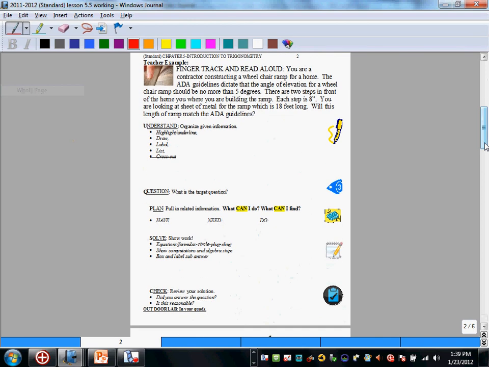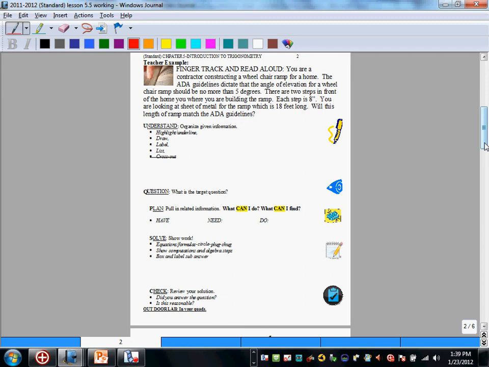Finger track, read. Highlight, underline, draw, label, list, cross out. Finger track, read. No, I like it. I like it. Draw, label, list. What I want you guys to do, just on page 2.